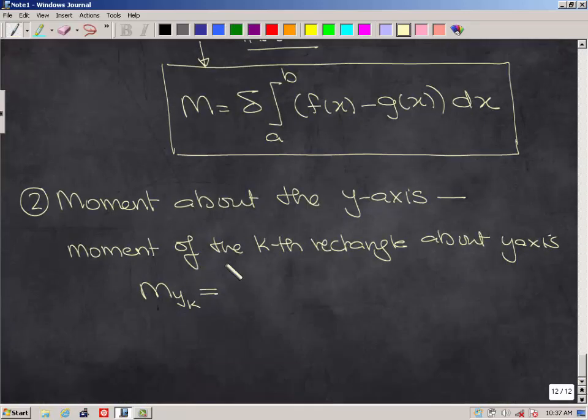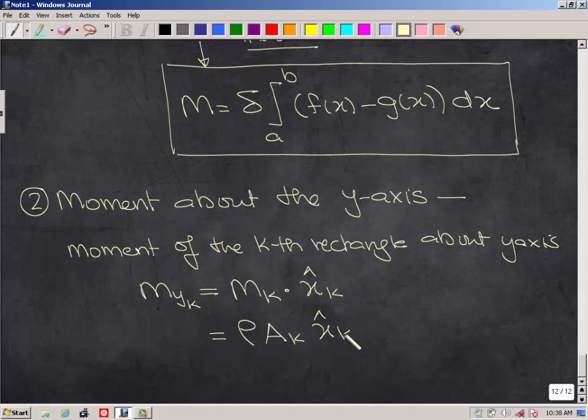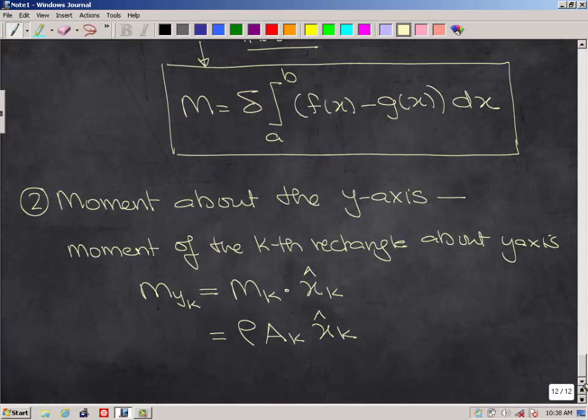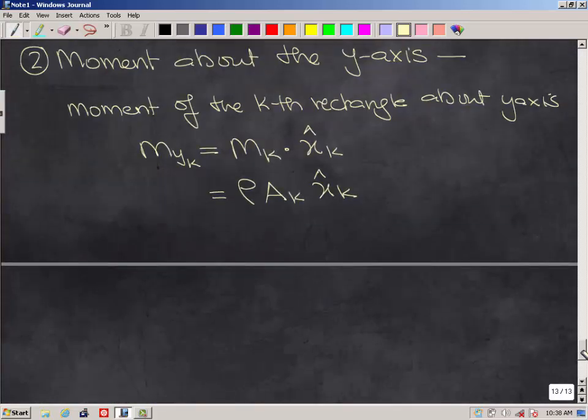So in our case, it's going to be m sub k, mass of the kth rectangle, times the distance from the y-axis to the kth rectangle, and that's given by x hat sub k. That's my evaluation distance somewhere. What is mass? Mass is given by delta times a sub k times x hat sub k. Do you guys recall that? We did that a minute ago. Mass was right here, of the kth rectangle. Oops, not rho, sorry. The reason why I put rho is some books use rho for density, but we are using delta. Alright, so we have that.